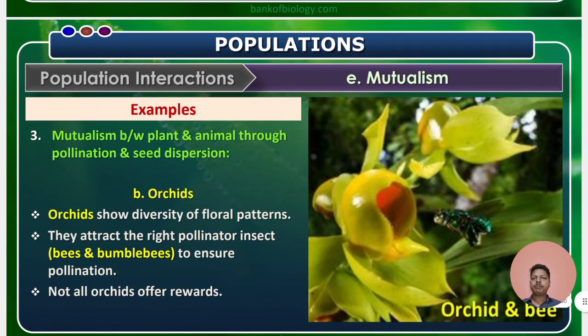Next, another example, orchids. Orchids show diversity of floral patterns. They attract the right pollinator insect, bees and bumblebees, to ensure pollination. Not all orchids offer rewards.